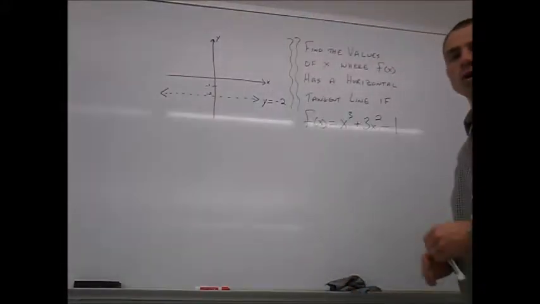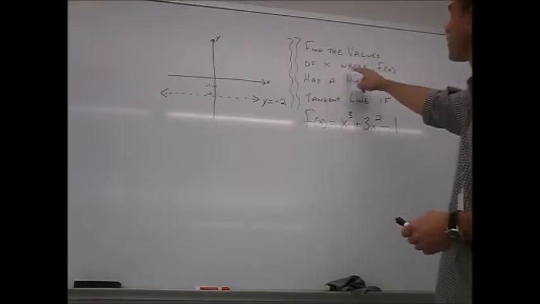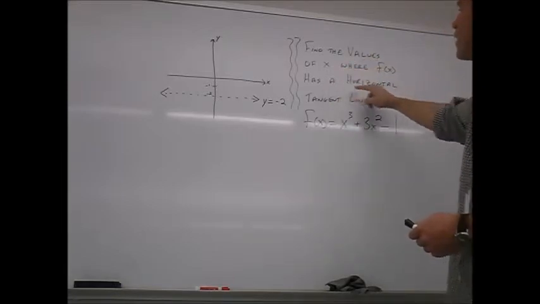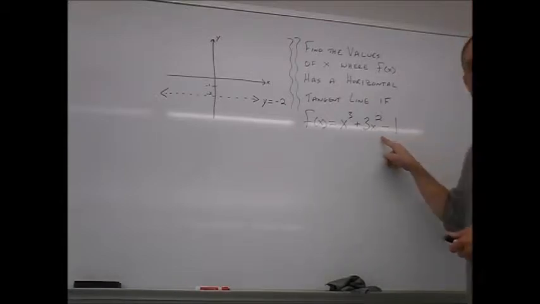Okay, so our first task: find the values of x where f of x has a horizontal tangent line if f of x is equal to x cubed plus 3x squared minus 1.